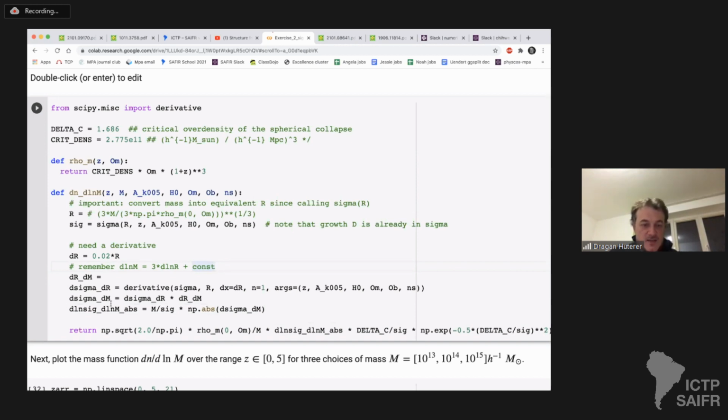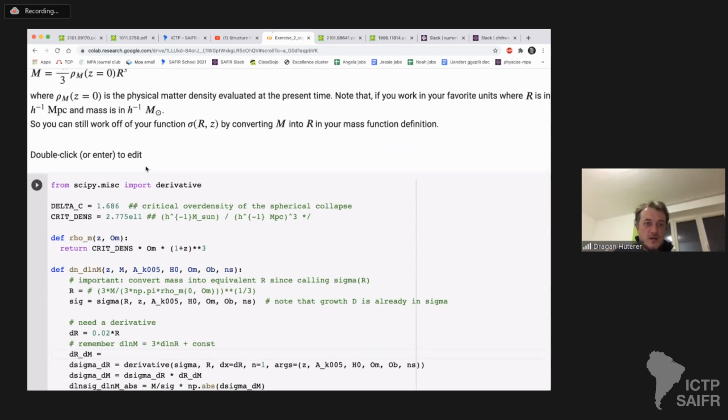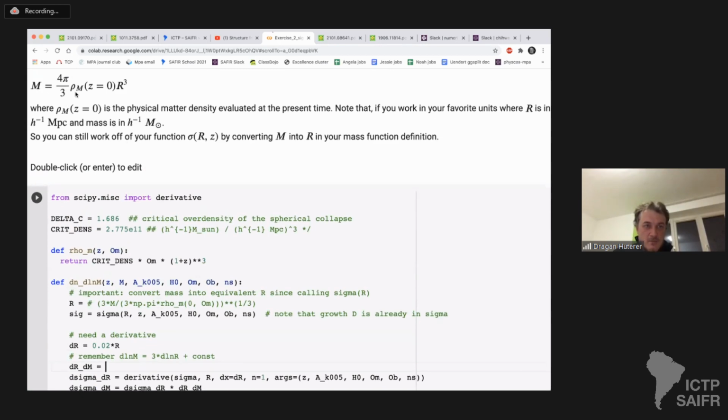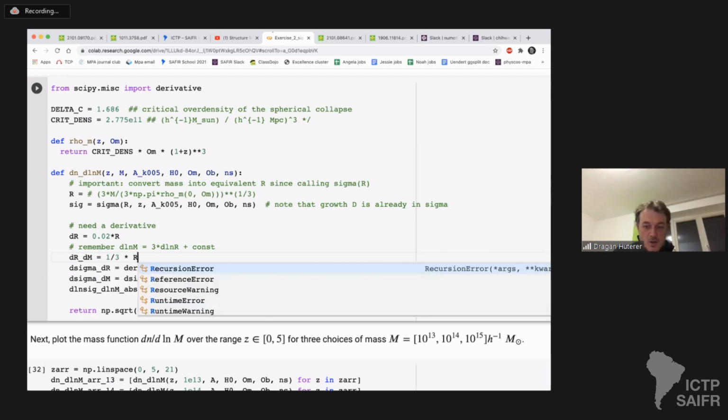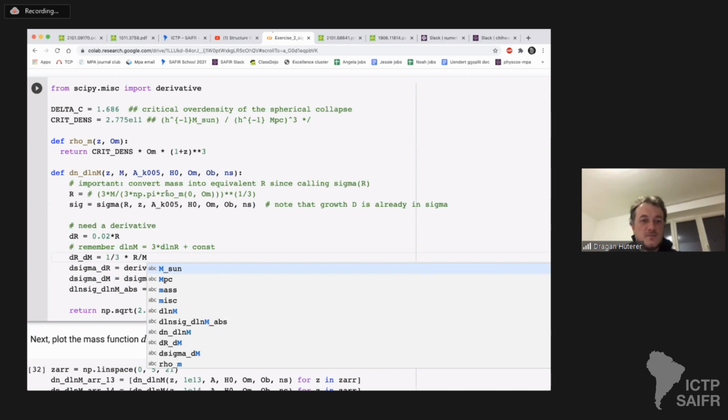I had d sigma dm. That was given in terms of d sigma dr. d sigma dr is just the derivative of my function. The remaining thing is what is dr dm for this chain rule. And that can be obtained if you look at this equation, you say ln m goes as 3 ln r, right? ln m is like 3 ln r. So dr dm is 1/3. I'm trying to do this in my head. dr dm is 1/3 times r over m, and I hope I got that right.